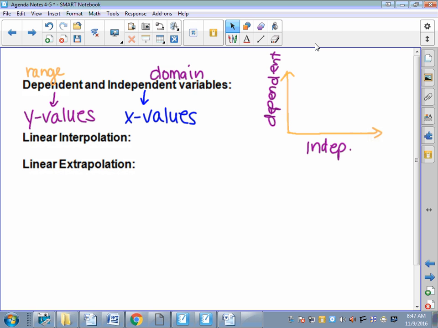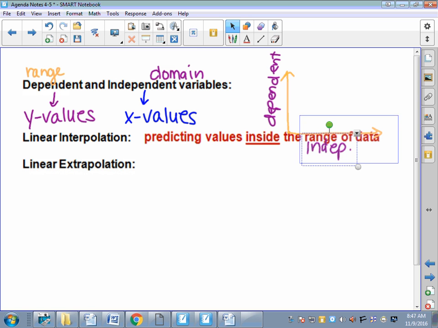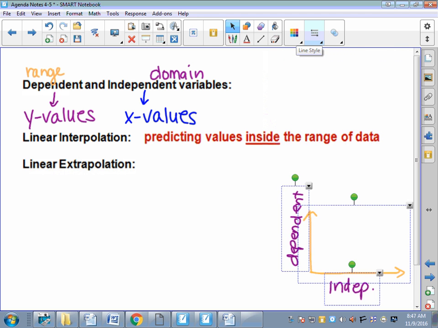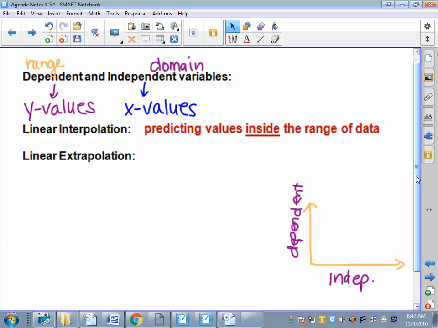So linear interpolation, we're going to predict values inside the range of data. So we're going to look at a correlation and we're going to say, well, about how much would that be? And it's inside the range of data. So if the years go from 2000 to 2016, we could interpolate something from 2010. It looks like it'd be pretty close to this. Extrapolation means that we're going to predict values outside the range of data.